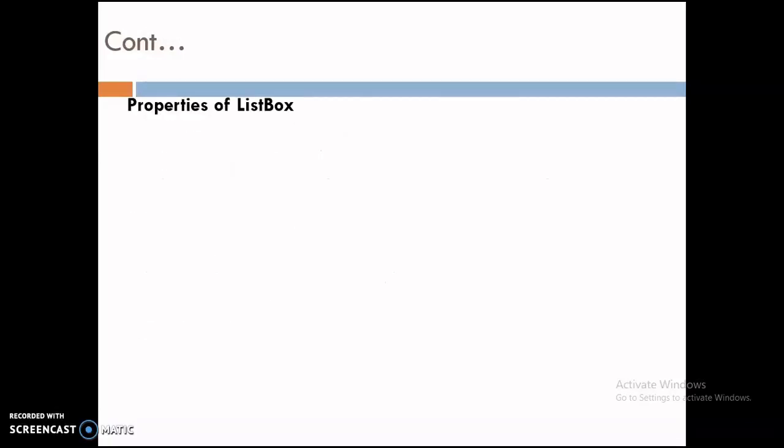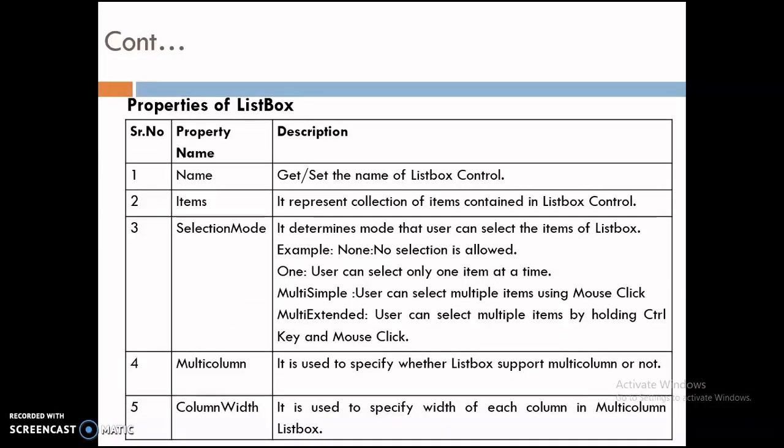Now, properties of ListBox control. First property is Name. Name property is used to get or set the name of ListBox control. Then Items. Items property is used at design time as well as runtime. It represents a collection of items contained in ListBox control. Then the main property is SelectionMode. It determines the mode in which user can select the items of ListBox.